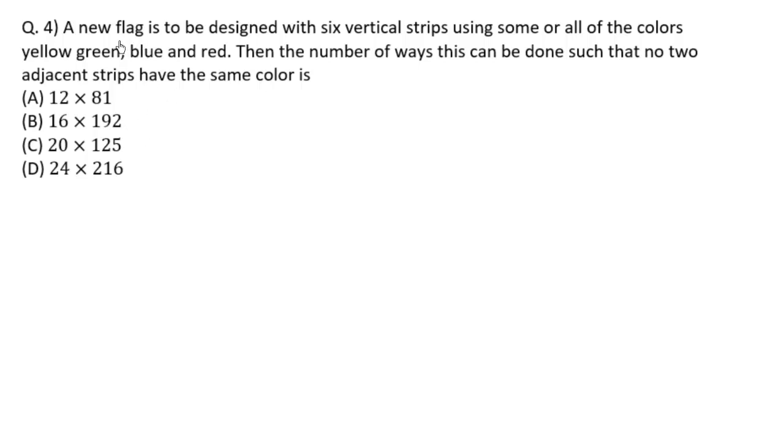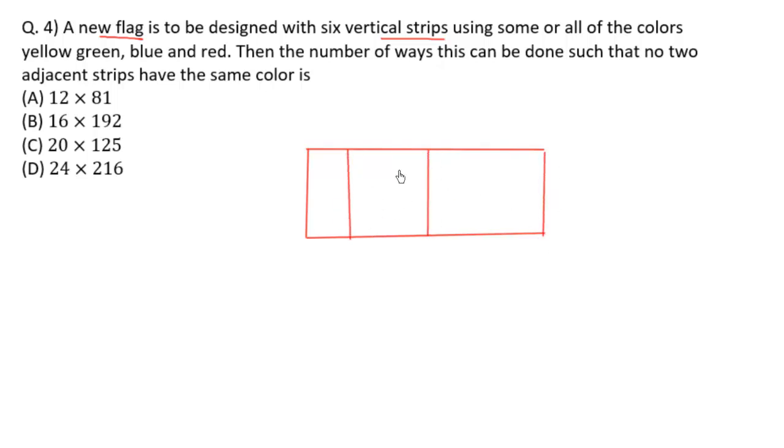Now in this question we have to find a new flag which is designed with 6 vertical strips. So it is something like this, right? This is the flag which has 6 vertical strips. So this is 1, this is 2, 3, 4, 5 and 6. And the colors used are these 4 colors: yellow, green, blue and red. And we have to find the number of ways this can be done so that no two adjacent strips have the same color. Very easy question.